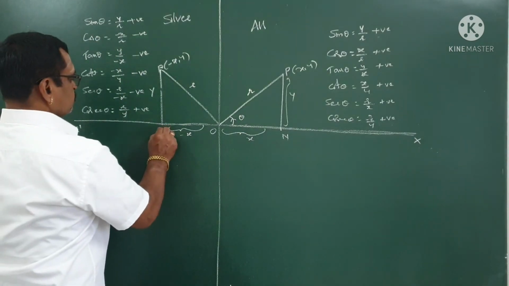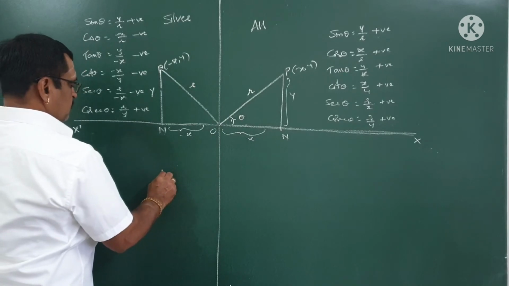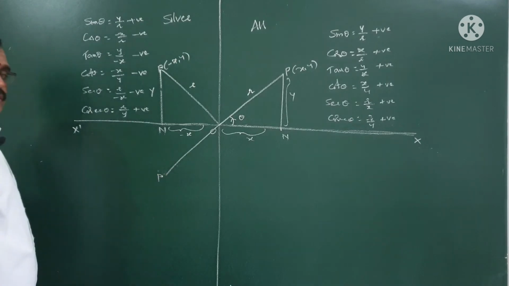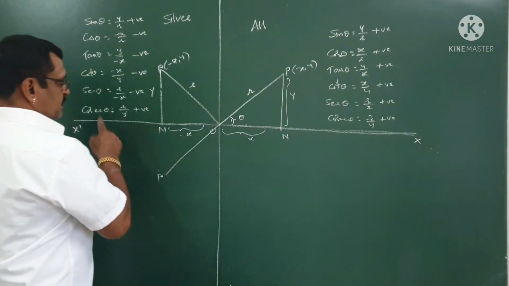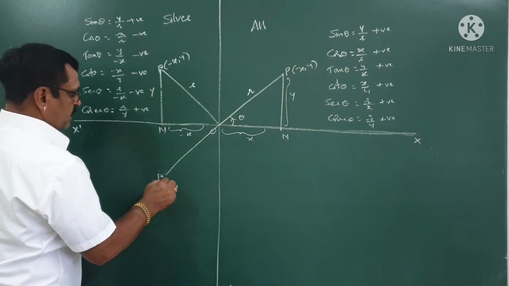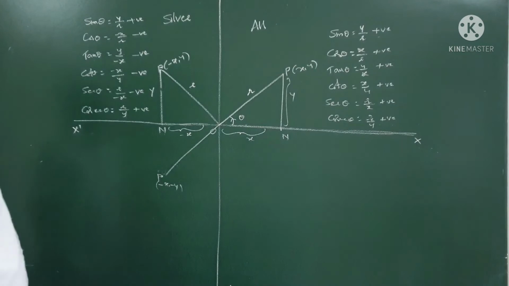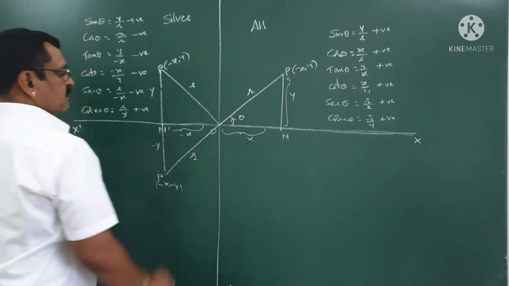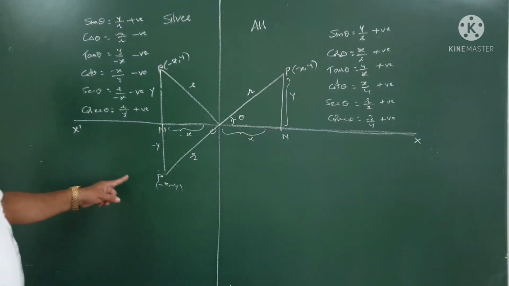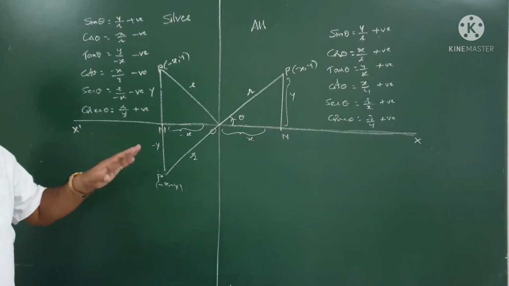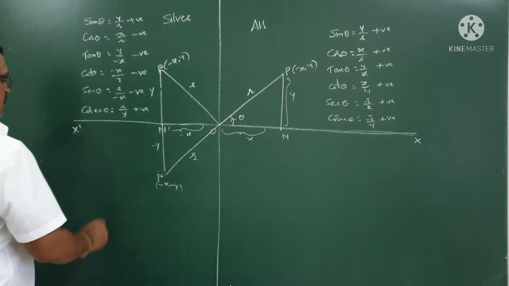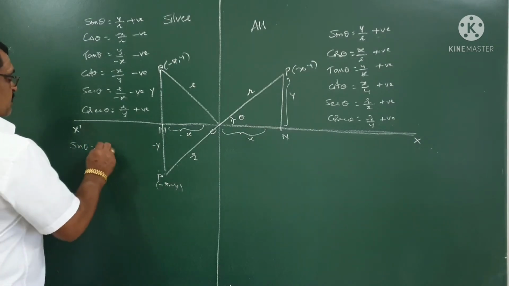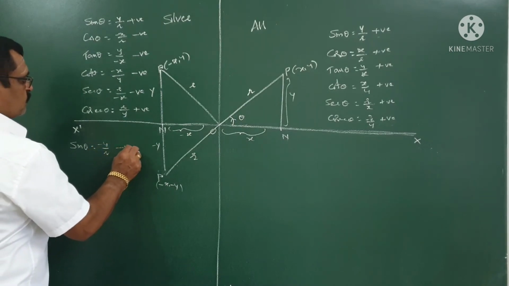Now come to the point P lying in the third quadrant. As usual, in the third quadrant both are negative. Negative x, negative y. As usual, this is r. So when the point P lies in the third quadrant, both x and y are negative. Now based on this, we have sin theta. Sin theta is minus y by r, negative.